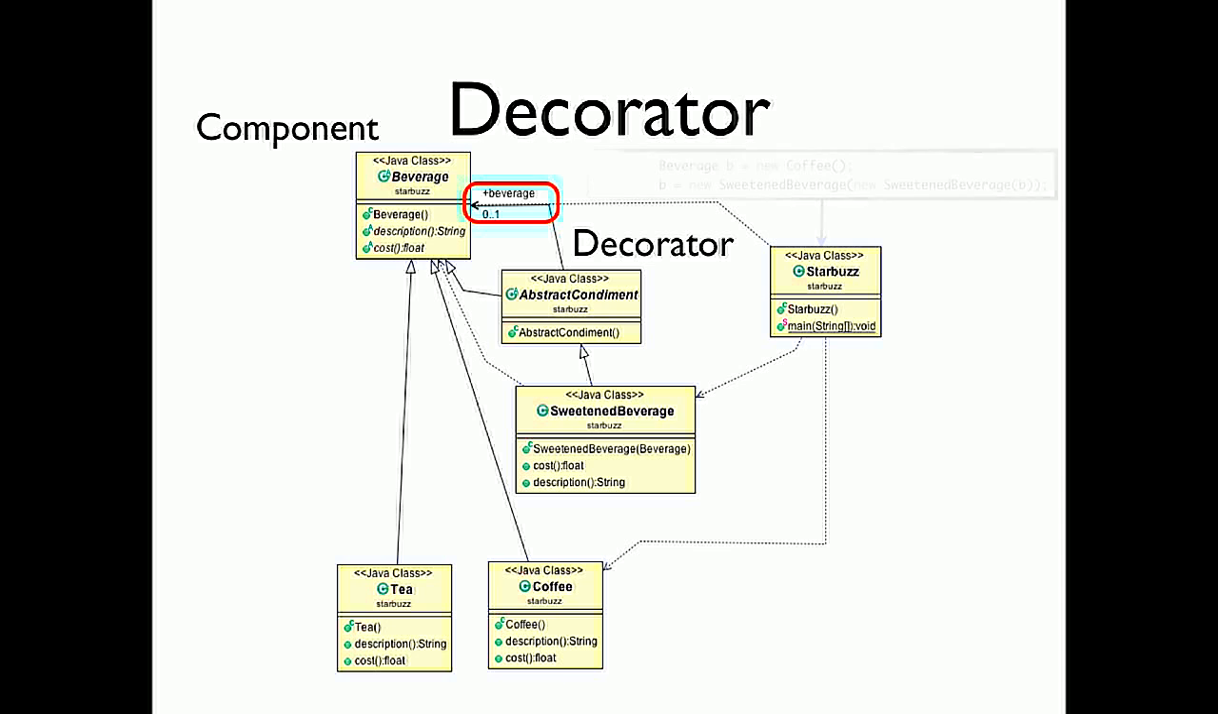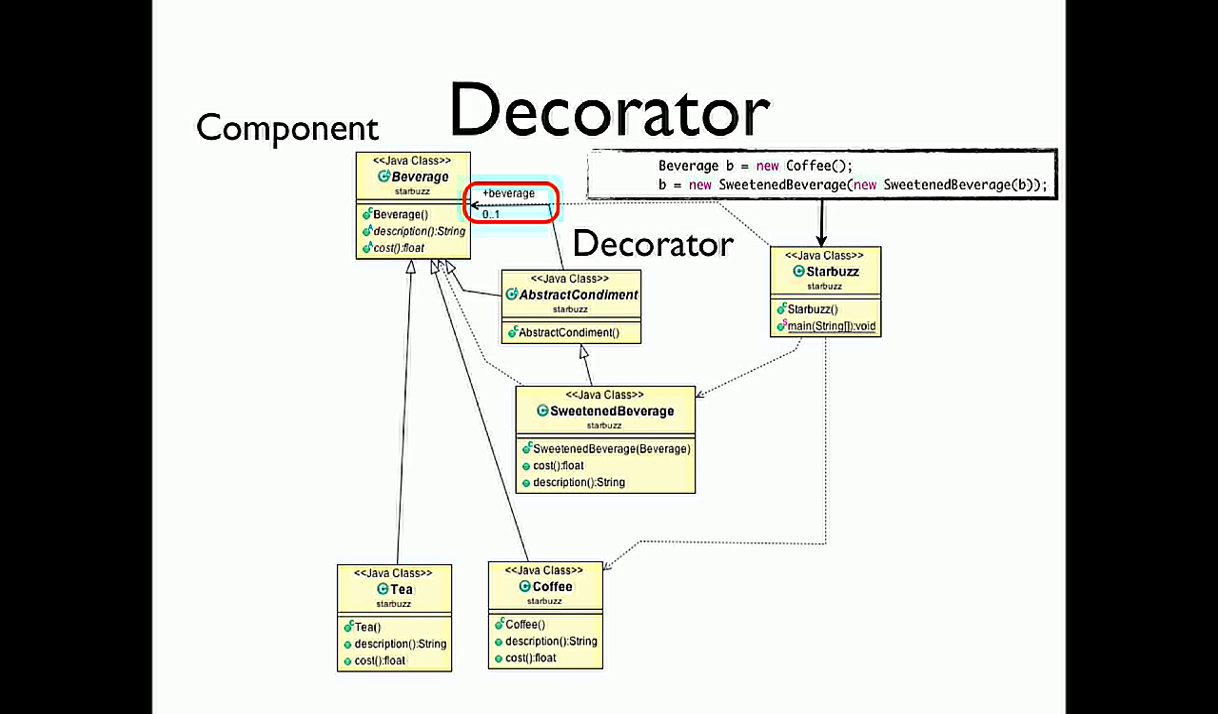And using this decorator requires us in the main Starburst class to create some kind of beverage, in this case coffee, and wrapping it with one or several applications of the abstract condiment sweetened beverage. So the effect of applying sweetened beverage twice is that we return 5 plus 5 to the original cost of coffee. So the result would be then to add 10 to the nominal cost of coffee.